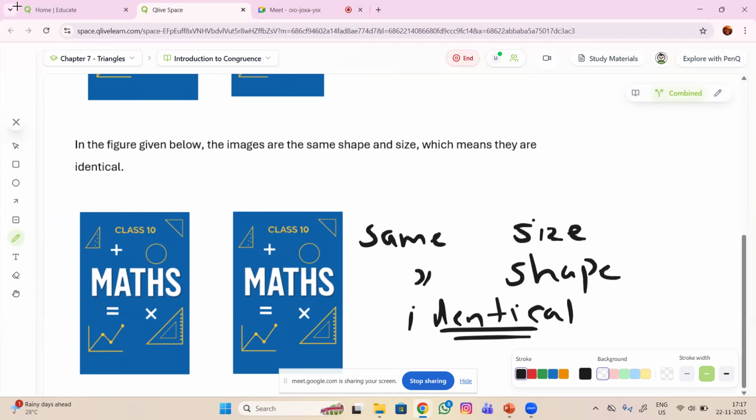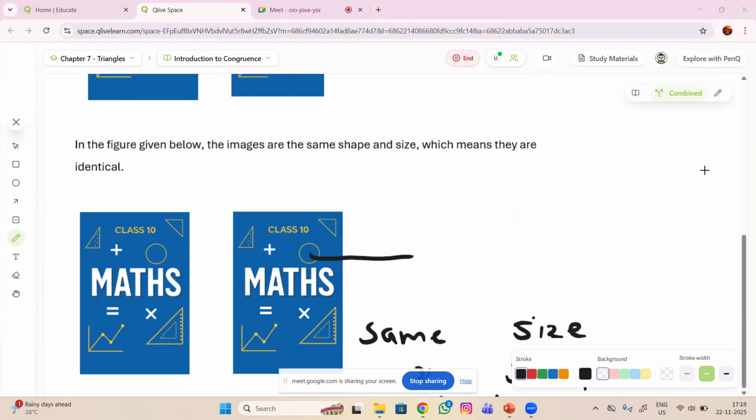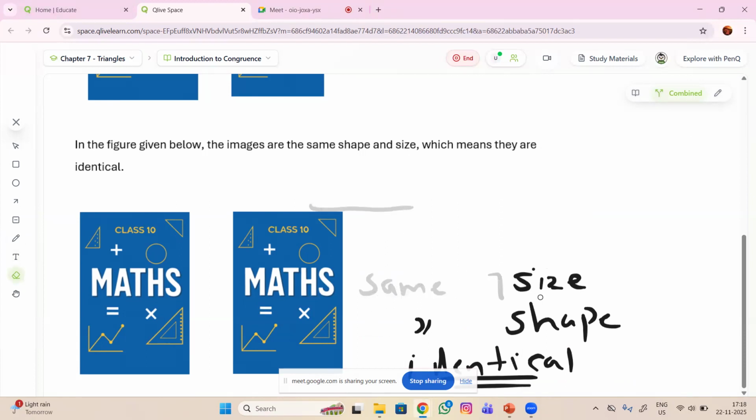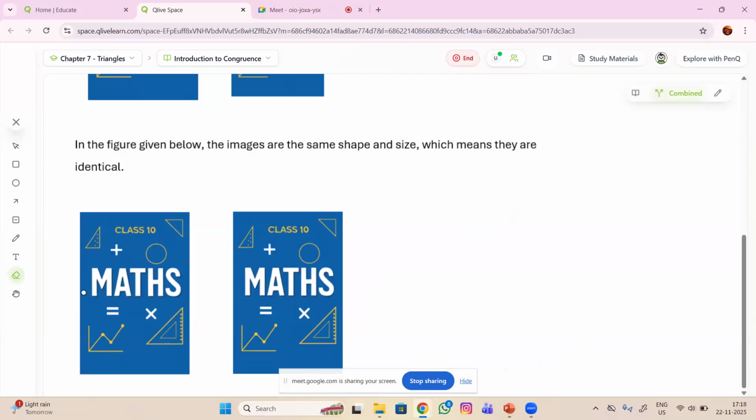It is clear that the images are in the same shape and size, which means that they are identical. And in this section, it is also clear what we mean by identical figures and what we mean by non-identical figures. Is it clear? Yes, I think it is clear. So we go to the next section.